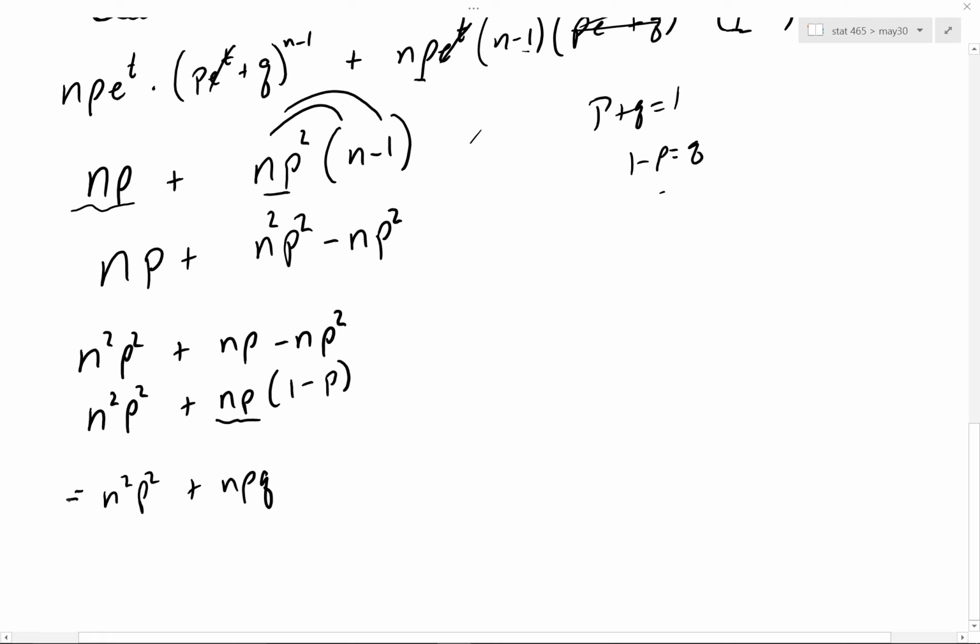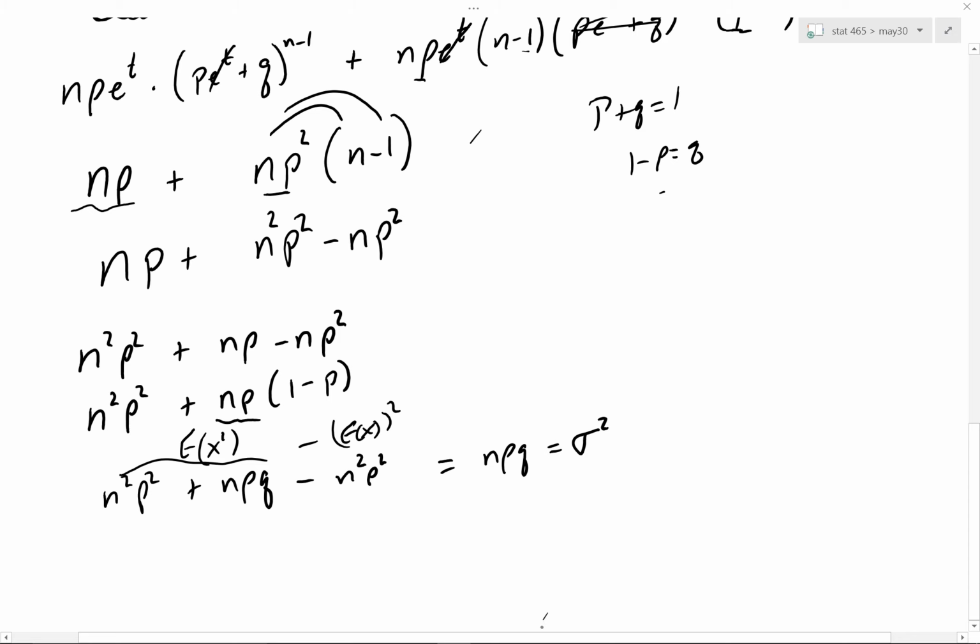This is the second moment. So if I take this guy minus the first one squared, what you end up with is npq, the variance. So if you keep that in mind, that's what we're doing. This part right here is the expected value of x squared, the second moment, minus the first moment squared, which is the variance. And that's right.